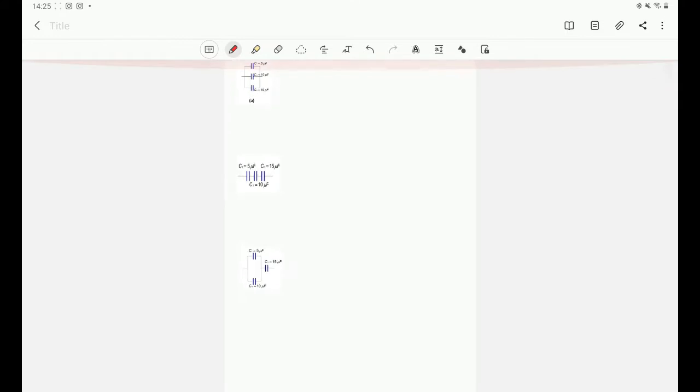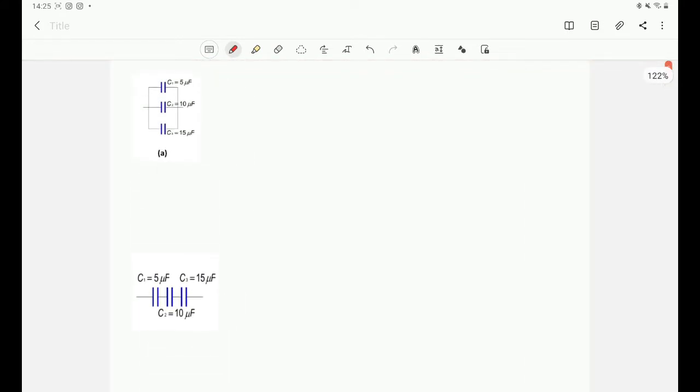For question A, when you get a question like this, the first thing you need to do is look into the circuit. Is the capacitor connected in parallel or series? For question A, we know the capacitors are connected in parallel.